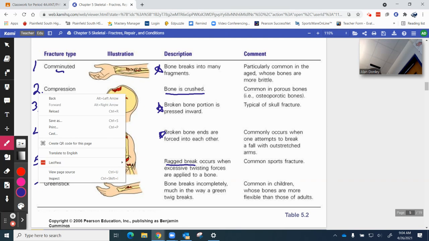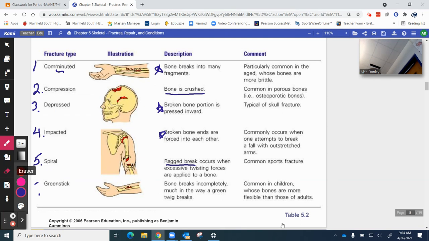And then the last one we see is one we normally see in kids, called a greenstick fracture, where the bone actually bends, it doesn't break all the way through. Little kids, and even I would guess some of you, still have fairly soft bones, and your bone will actually bend well before it will break.